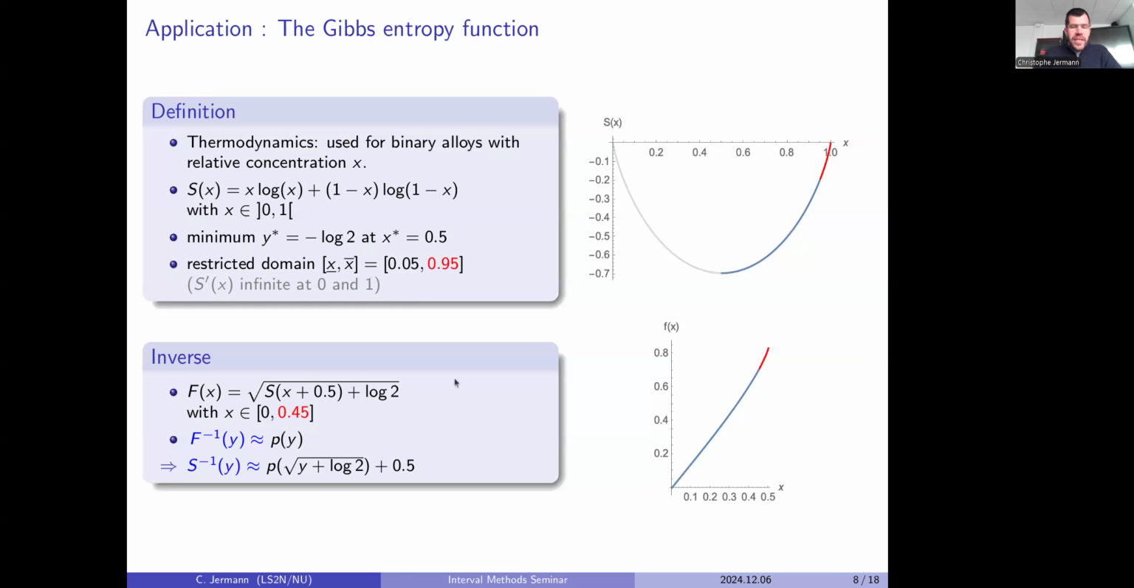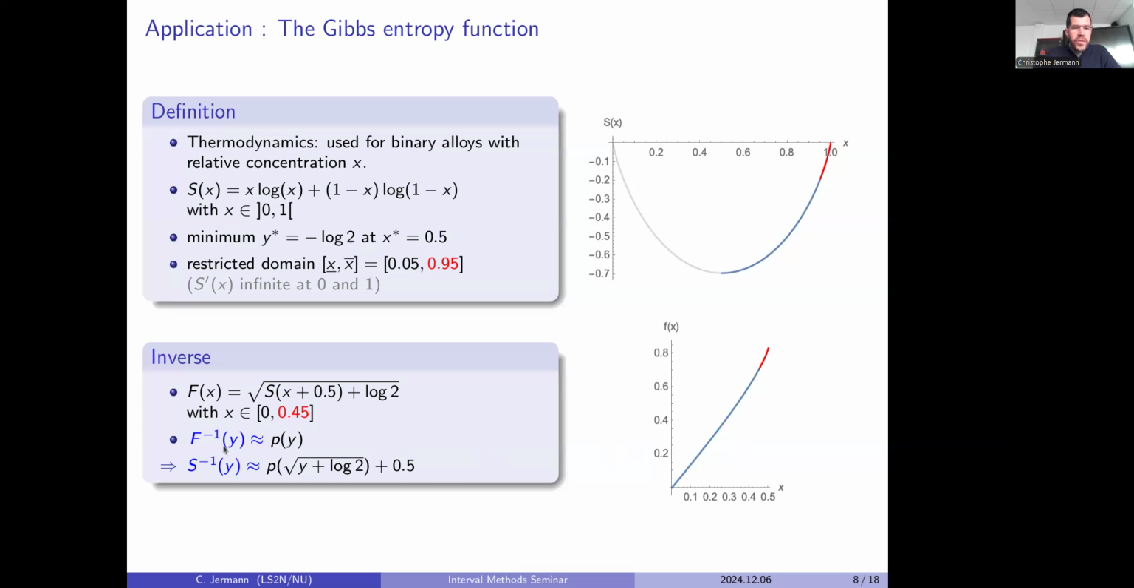Second thing is that, as I said in the introduction, we will just center the function and place its minimizer at its minimum at 0. So we center the minimizer and the minimum at 0, and the function F, capital F, that we will try to approximate is the square root of this function s of x plus 0.5 plus the log of 2 in the domain, and we consider only the positive branch, 0.45. And so the graphic is like the one you see on the right-hand side.